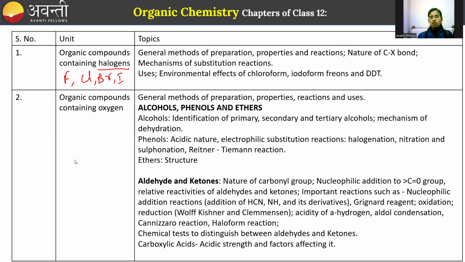And the next is organic compounds containing oxygen. So here, 2 lessons are included from our NCERT. The first is the alcohols, phenols, ethers lesson. The second one is the aldehydes, ketones, and carboxylic acids lesson. Okay. So these 2 are given separately in our NCERT book. So alcohols, phenols, and ethers, aldehydes, ketones, and carboxylic acids. This is about oxygen containing compounds.